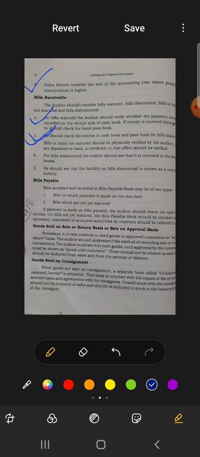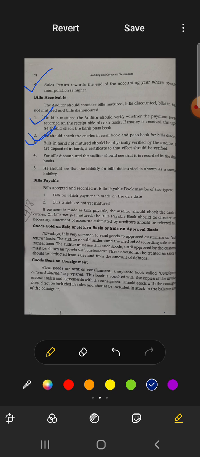Third point is in the case of bills in hand not matured. So the auditor should verify the bill and check the certificate of the effect. Fourth one is in the case of dishonor. For the bills dishonor, the auditor should see that it is recorded in the financial books.